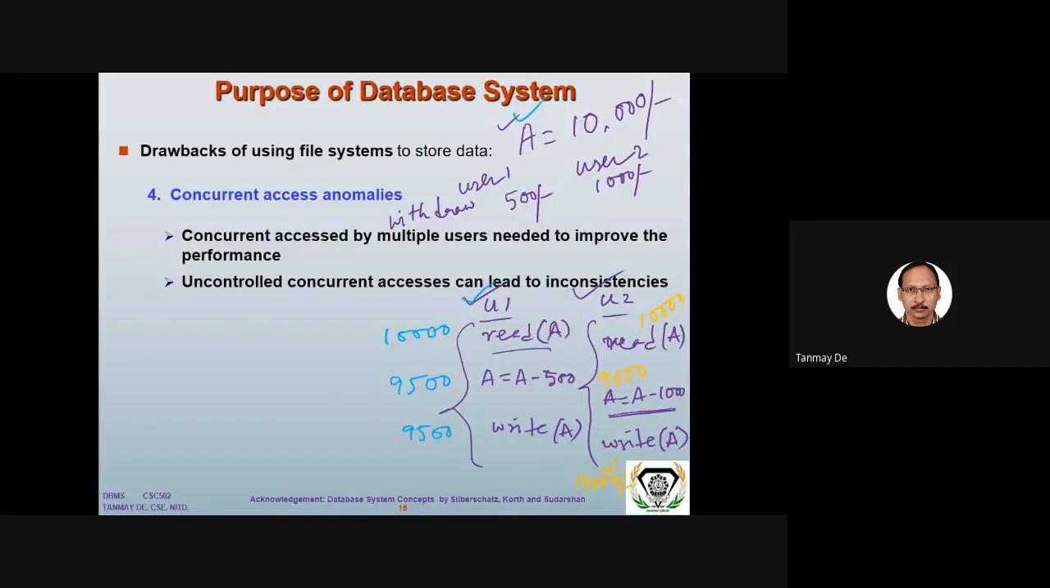Now you can see both write operations. Which write operation is performed last? This write operation is performed last. So finally, the updated value is 9,000. Is it clear? Though the actual value withdrawn is 1,500, what is the actual value of account A? 8,500. So instead of 8,500, the database account A contains 9,000.